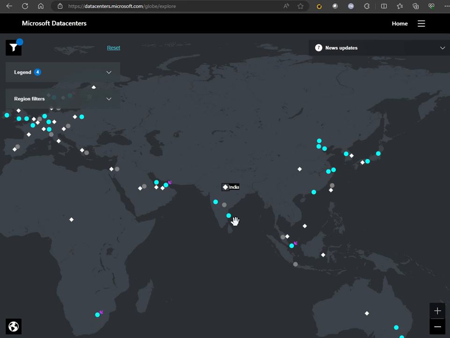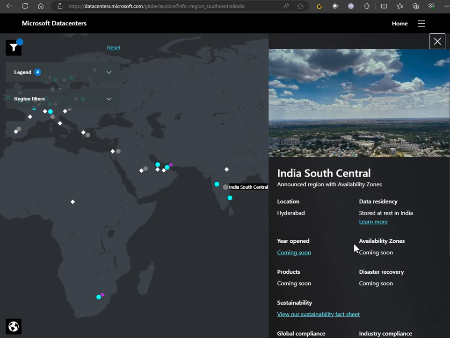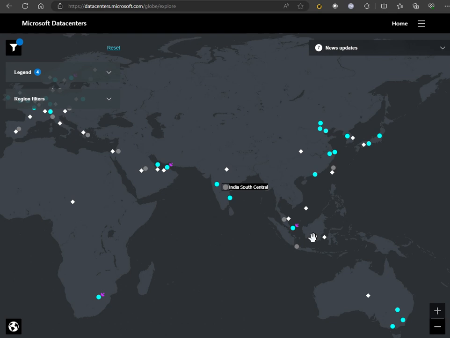At present, if I have a look at my country, there are already two Azure regions available and one is about to come. Can you see this? The dark gray circle over here means it's upcoming. So it's basically an upcoming region which is about to come for my country. It all depends on the demand and the market base. That also plays a huge role, I would say.